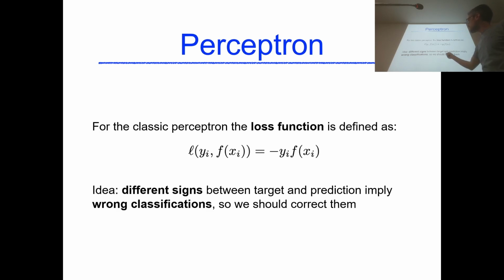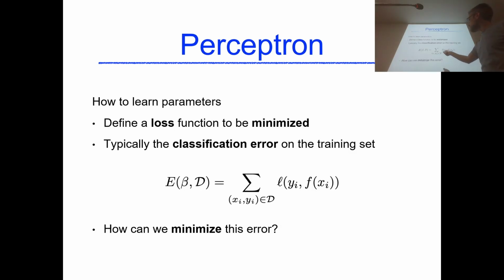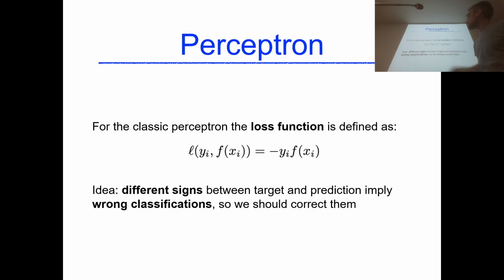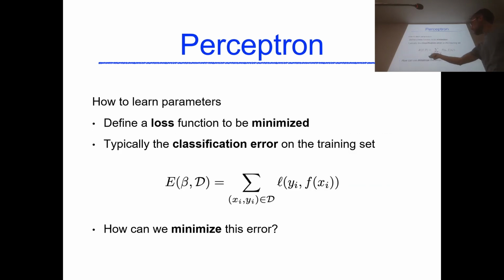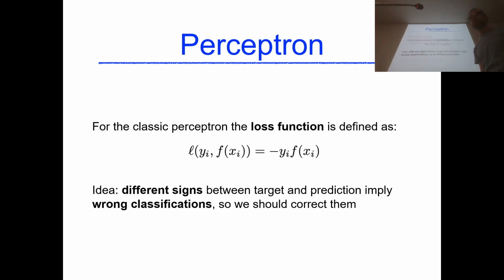So, for instance, in the case of the perceptron, the loss function is extremely simple. Just take the sign. If there are different signs between the predicted outcome and the actual outcome, well, that's a wrong classification. So it is a very simple loss function. Okay, how do we minimize the error?